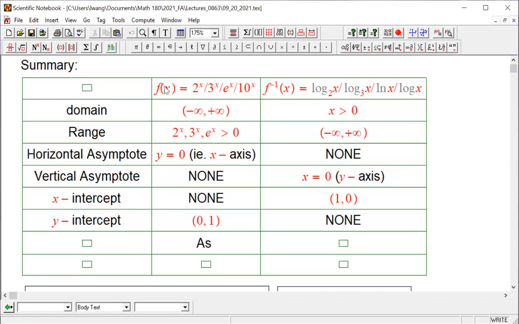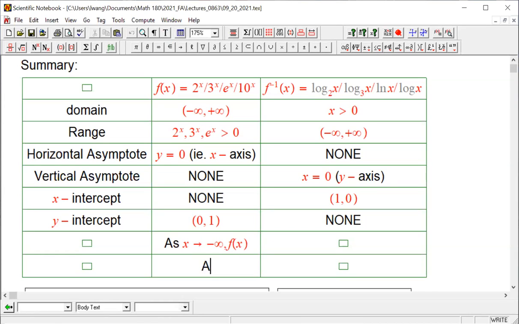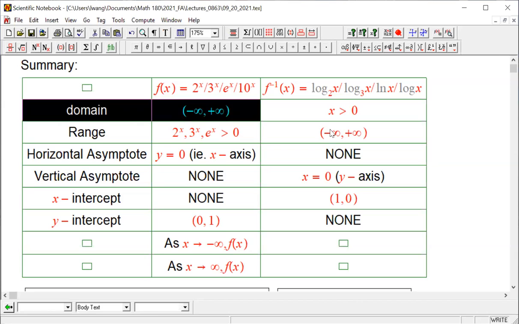Let's review this. As x approaching negative infinity, what happened to f of x? As x approaching infinity, right? As x approaching infinity, what happens to f of x? Okay, so we ought to put the pictures in there, right?